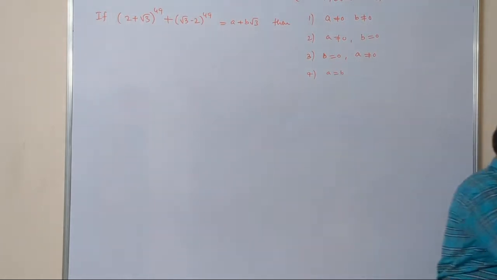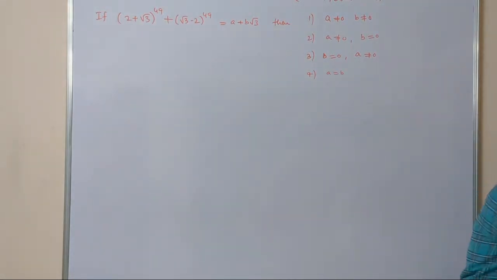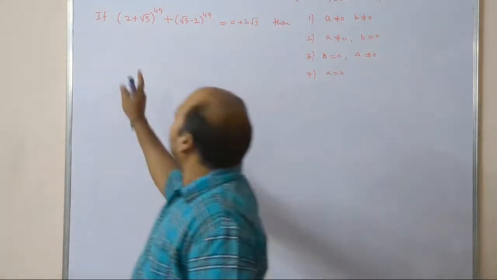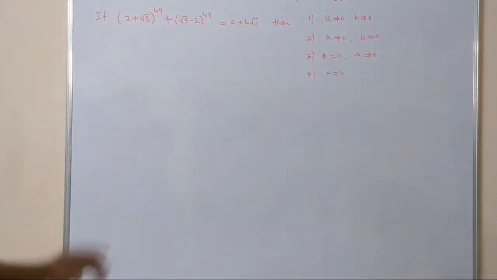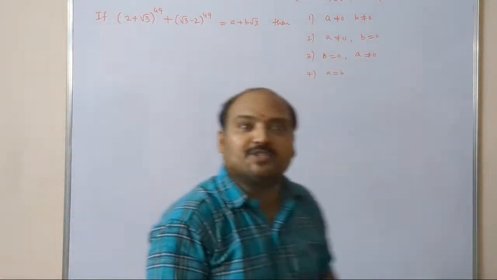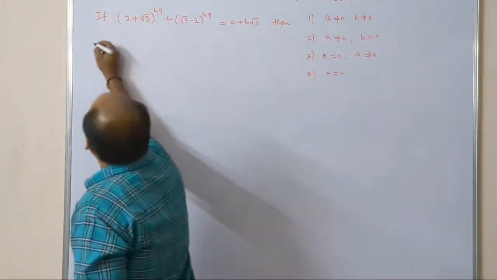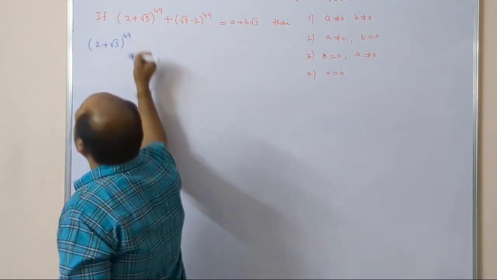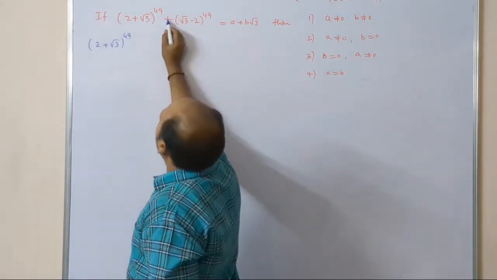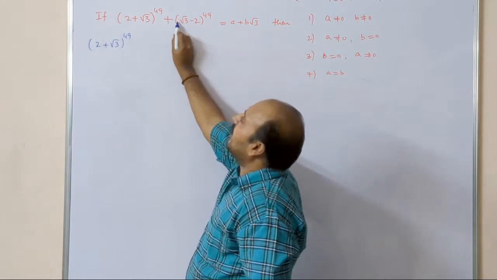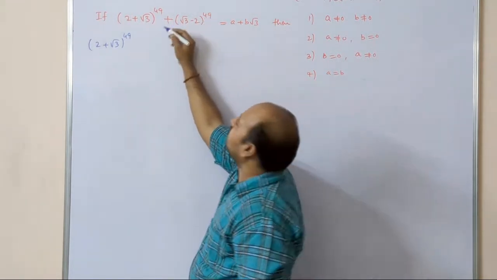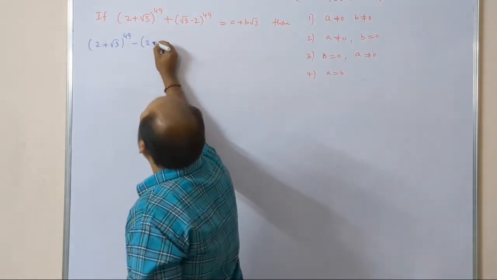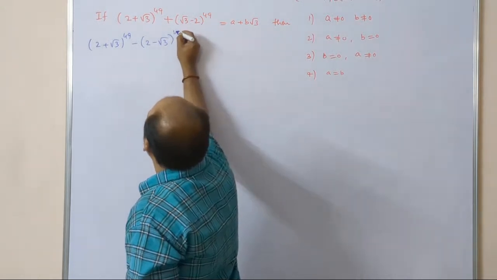So how to get it, doubt will arise. Observe carefully, (2 plus root 3) here, (root 3 minus 2) is there. Can we write like this? (2 plus root 3) whole power 49. Taking minus common, minus whole power odd number of times means minus only will come out. So (2 minus root 3) whole power 49.